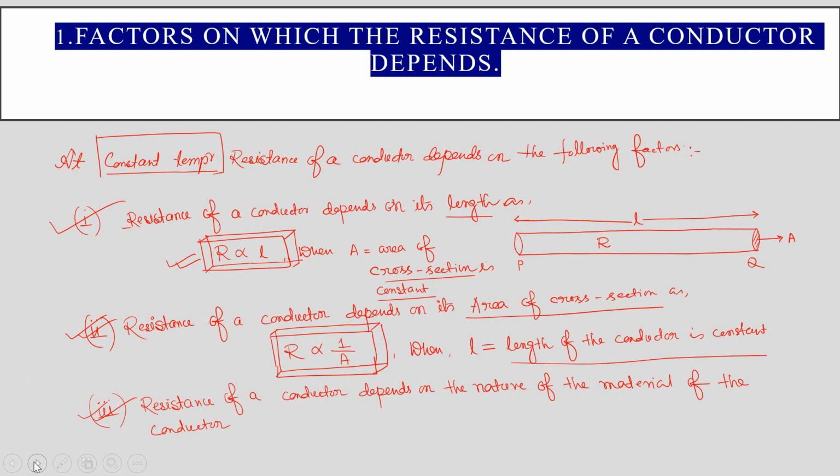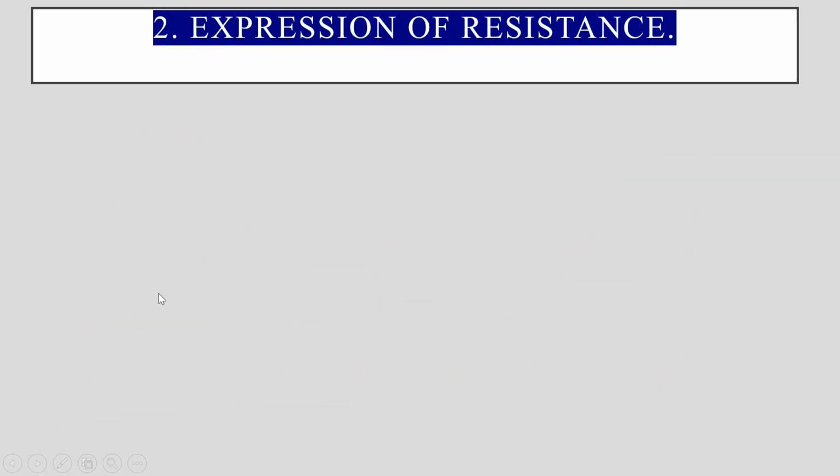Now we will explain the next topic: expression of resistance. In the previous slide we drew a conductor like this. PQ is a conductor, its length is L, area of cross section is A.